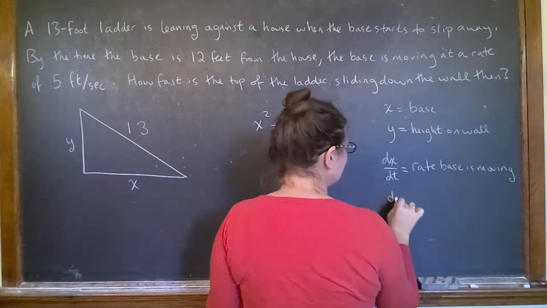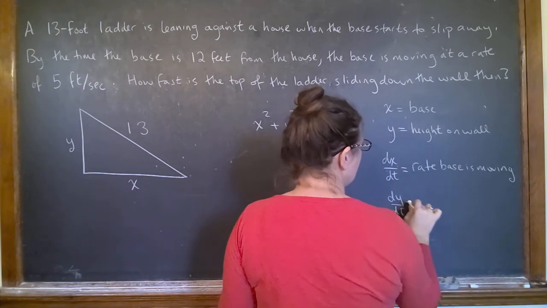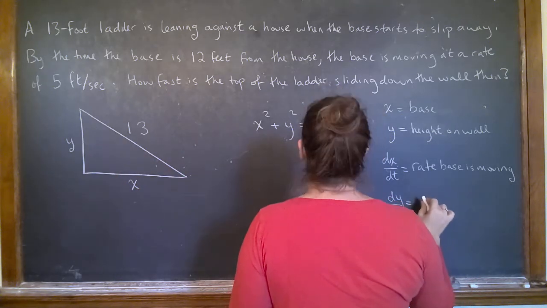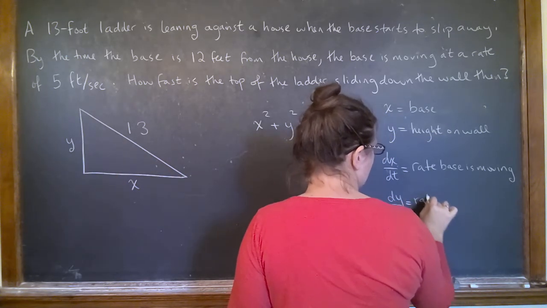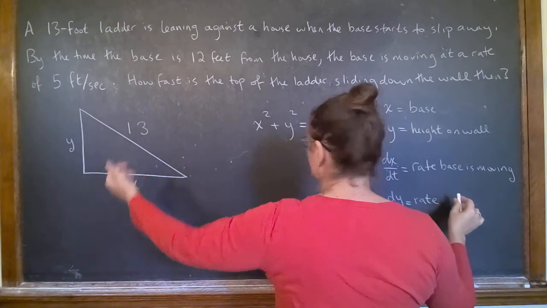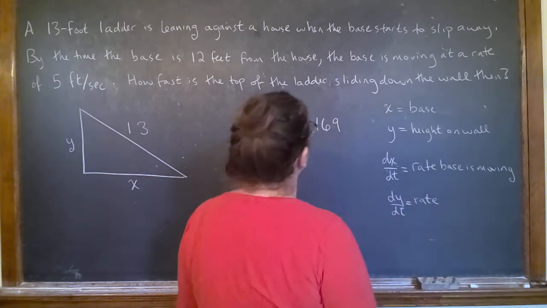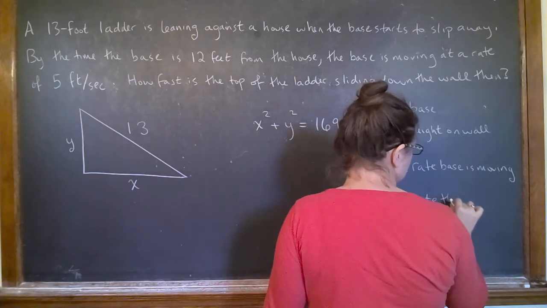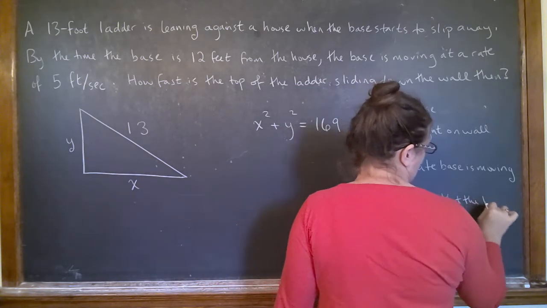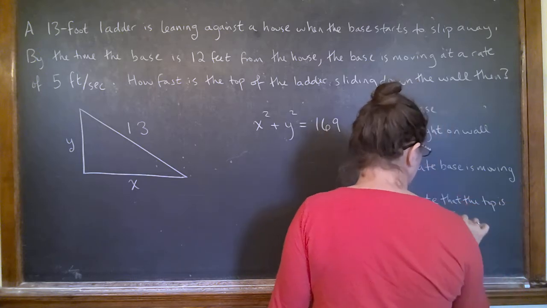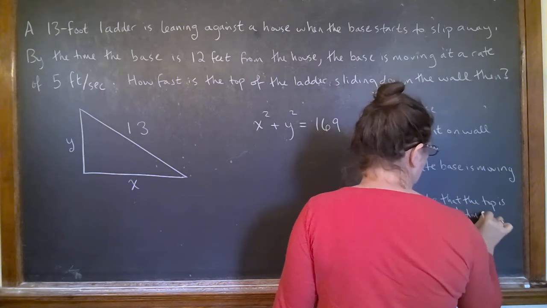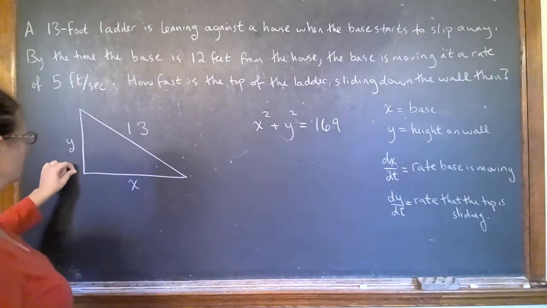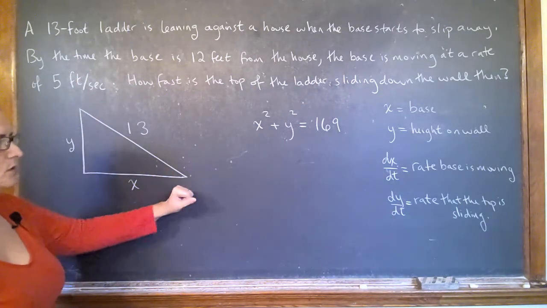And what about dy dt? That's going to be the rate at which the height is changing, right? So the rate at which the top is changing. So the rate that the ladder is sliding down. The rate the top is sliding. Okay, so the change in the vertical direction versus the change in the horizontal direction.